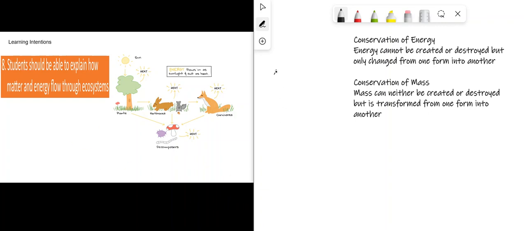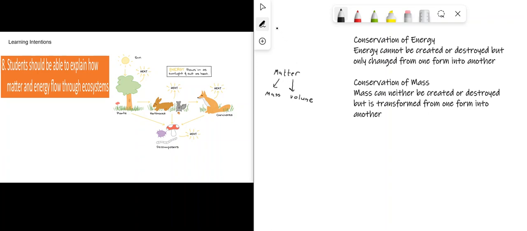Matter. So matter basically is like the building blocks of everything. Matter consists of atoms, and atoms have two kinds of properties, if you like. They have mass and they have volume. Okay, so they take up a definite amount of space.